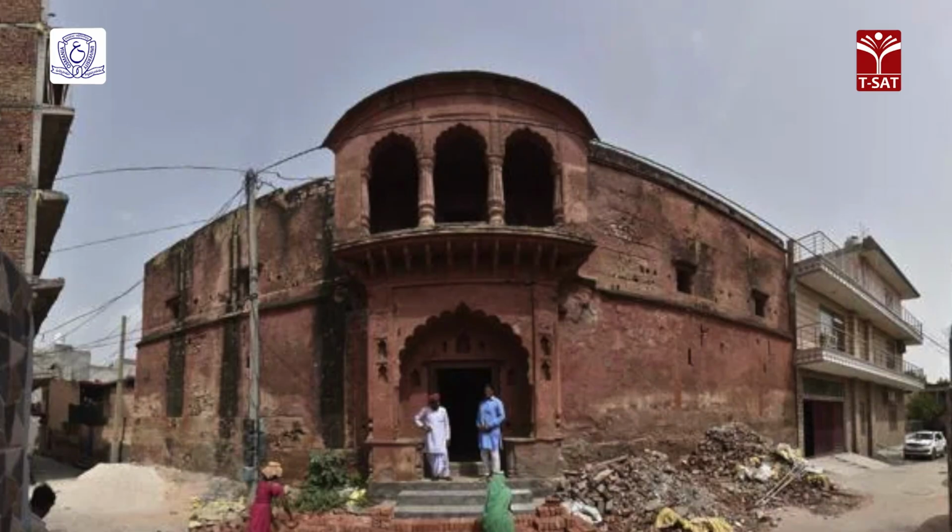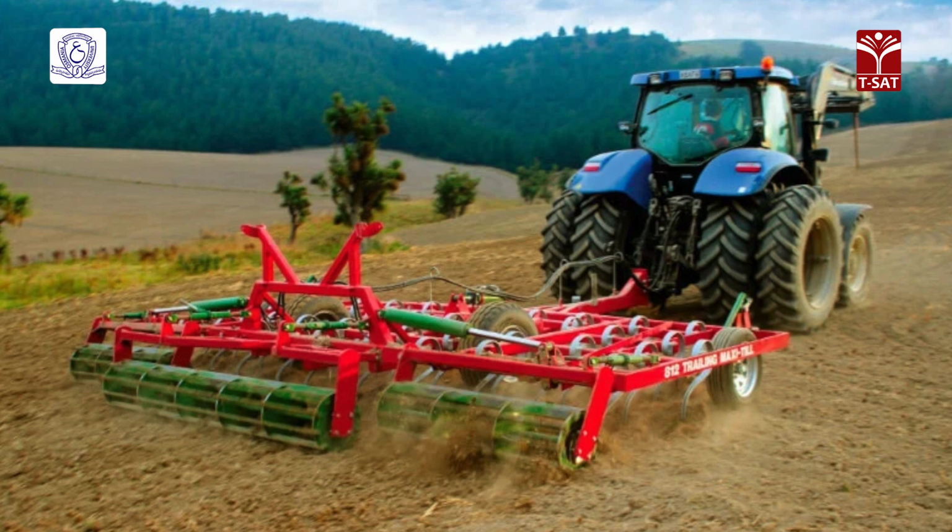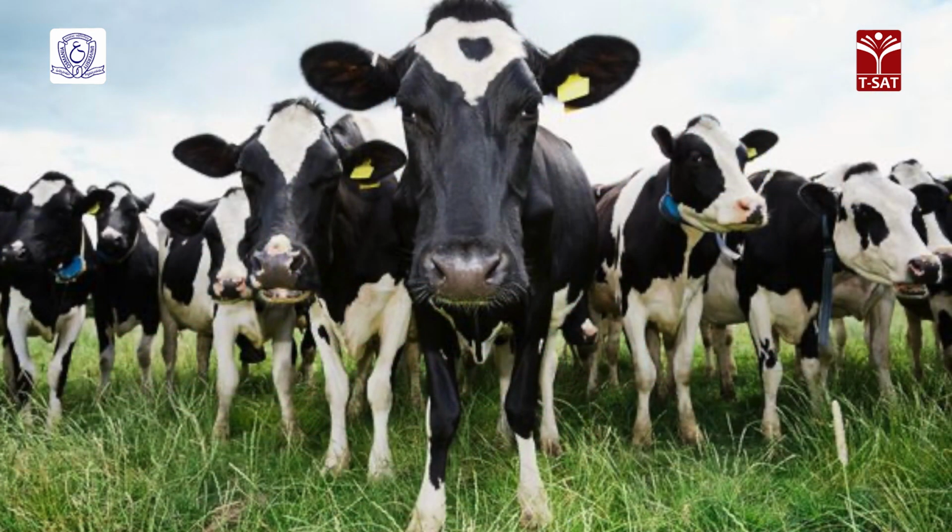Now let's look at the morphology of the rural settlements. The morphology of the rural settlements deals with the land use and the internal structure of the settlement. Each village of India has 2 components: the built-up area, that is the basti settlement, and the open area or the fields. The built-up area consists of the arrangement of houses, house of the village headman, that is Haveli, cattle sheds, roads, streets, ponds, cultural places like temples, mosques, gurudwaras, or churches, shops, chowks, etc. The open area consists of the fields, which are workplaces where the cultivators grow their crops and the dairy farmers keep their cattle.